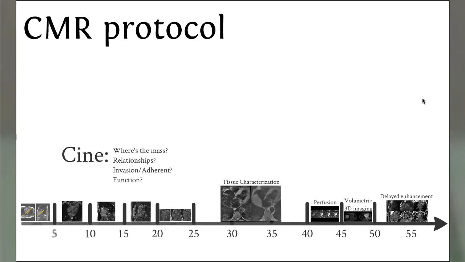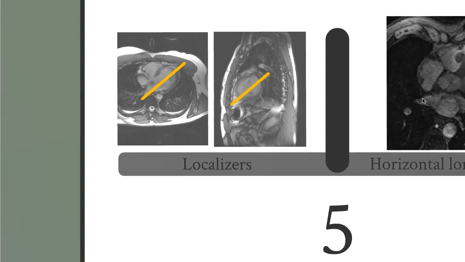Let's review the protocol. Typically the protocol lasts about an hour. That's if we can find the mass pretty quickly. If we can't find the mass, then the protocol can sometimes take a little bit longer. Or if the orientation of the mass is a little tricky, then that can add time to the scan. But really, it shouldn't take longer than an hour.